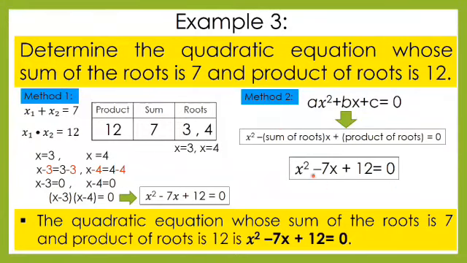As you can see, using the two methods, method 1 and method 2, we got the same answers. So the quadratic equation whose sum of the roots is 7 and product of roots is 12 is x squared minus 7x plus 12 equals 0. Let's have example 4.